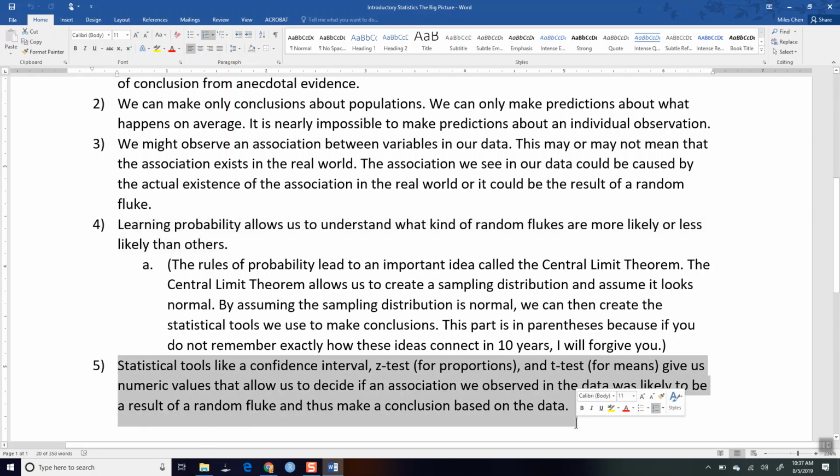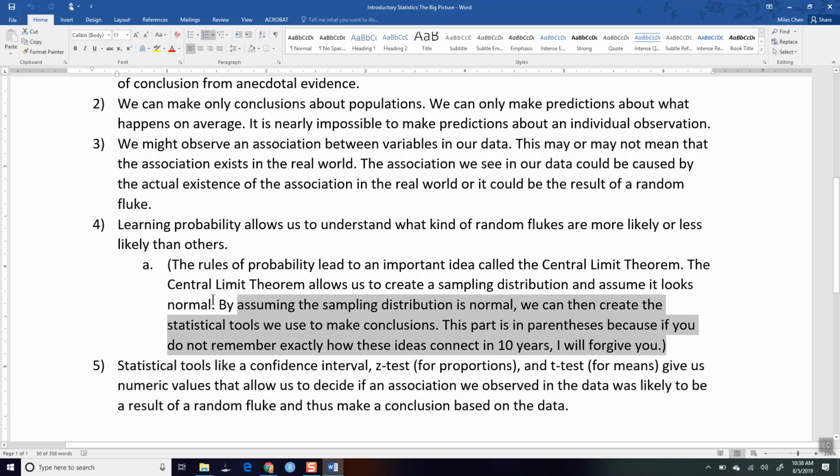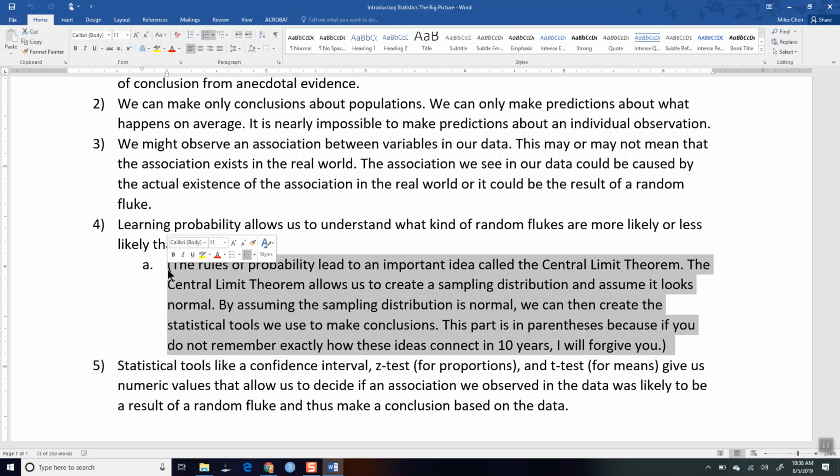And the last conclusion is that the statistical tools that we're going to cover, the confidence interval, the z-test for proportions, and the t-test for means, and you'll learn how to do this stuff by hand, will give us a numeric value that will allow us to decide if the association we see in our data is likely to be from random chance or if it's unlikely to be from random chance, and then make some kind of conclusion, okay? All of this stuff here is just explaining the link to go from the probability to the conclusion, okay? I will not be upset if you forget all of this stuff, okay?